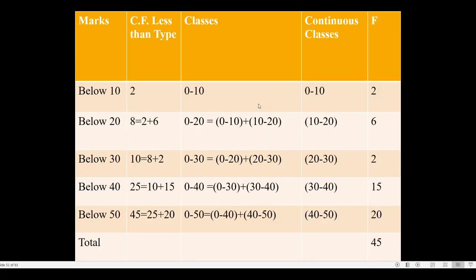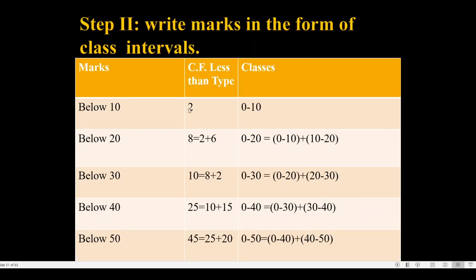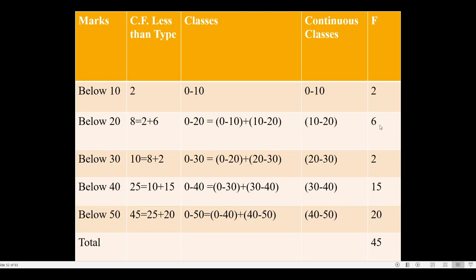Here actual frequencies are 2, 6, 2, 15 and 20. These are our actual frequencies. Or we can find these frequencies by subtracting the previous value from the next one. See here, the first frequency is 2. Then for the next frequency we subtract 2 from 8 and get 6. Then we subtract 10 minus 8, which is 2. Then 25 minus 10 which is 15. Then 45 minus 25 which is 20. By this method we can also find the value of frequency.